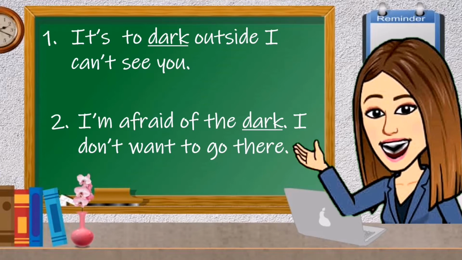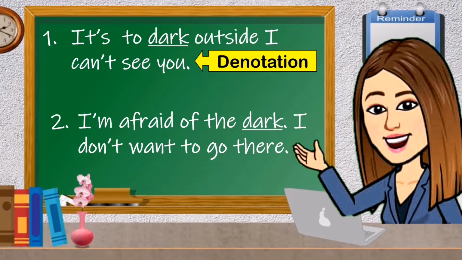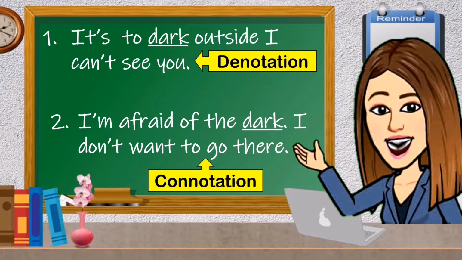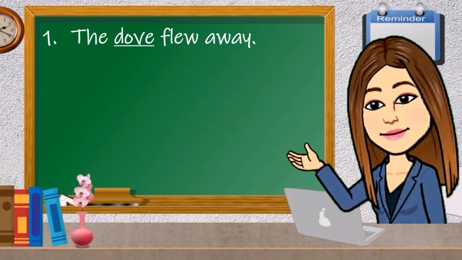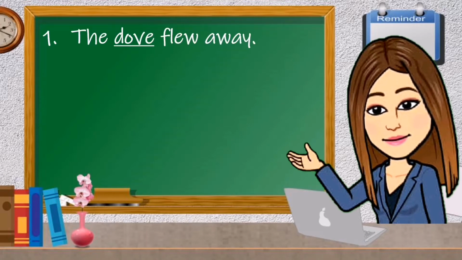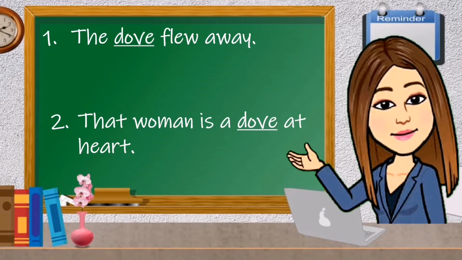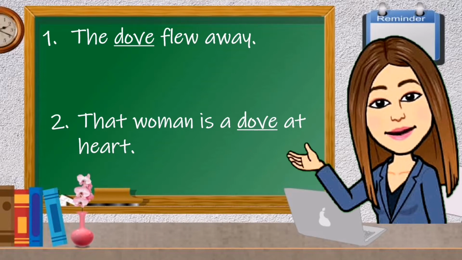So the correct answer is, the first sentence is an example of denotation because the word dark refers to the literal meaning of the word used, while the second sentence is an example of connotation because the word dark is characterized by danger or evil forces. Next set of sentences. The dove flew away. That woman is a dove at heart. The underlined word is dove. Which sentence is an example of denotation and which sentence is an example of connotation?